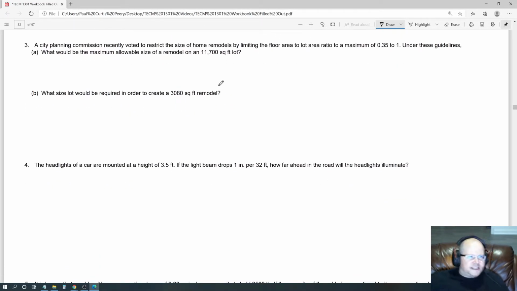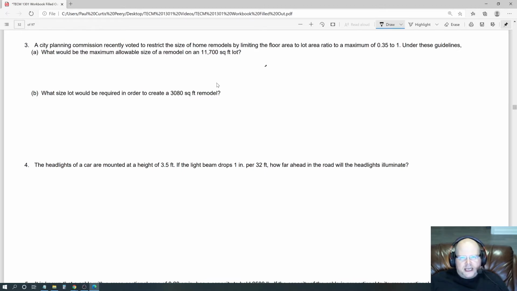All right, so a city planning commission recently voted to restrict the size of home remodels by limiting the floor area to a lot area to a maximum of 0.35 to 1. Under these guidelines, what would be the maximum allowable size of a remodel of a 1,170 square foot lot?